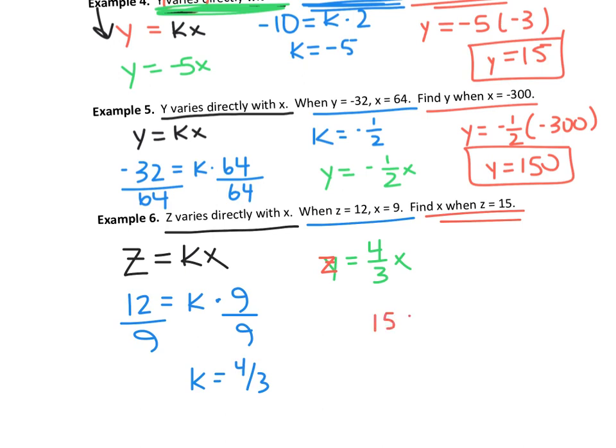So 15 equals 4/3 x. We have to solve for x, so multiply both sides by the reciprocal, 3/4. These two would cancel out. So I'm going to get 45 divided by 4, which is 11.25 for x.